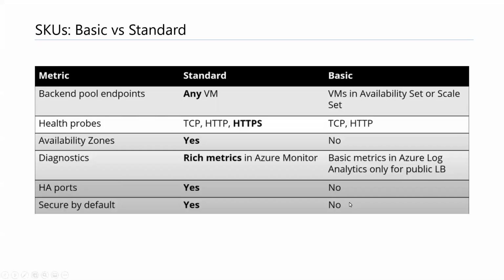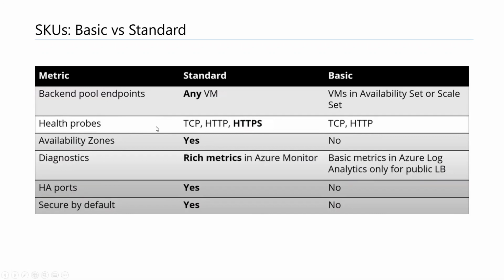The load balancer comes in two SKUs, standard and basic. In production cases, we mostly prefer standard, and there's a reason for this. In standard, the backend pool can be any virtual machine, but in basic, the virtual machine should be part of an availability set or a scale set.